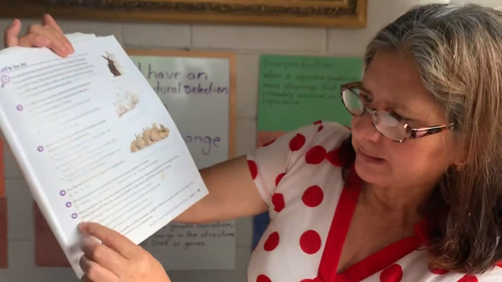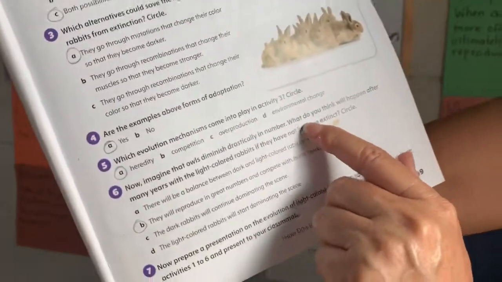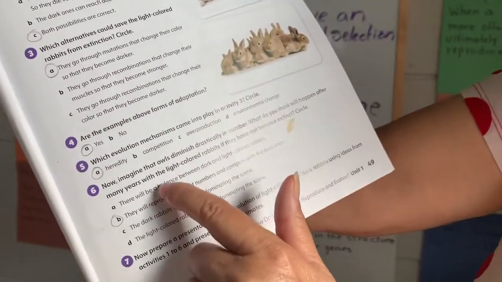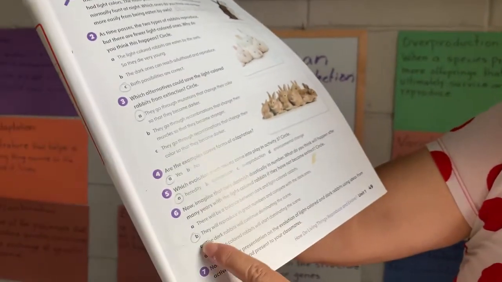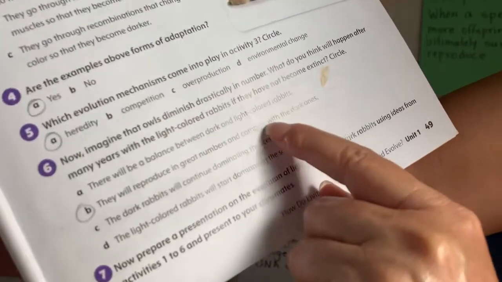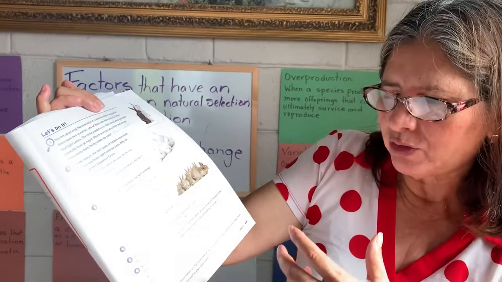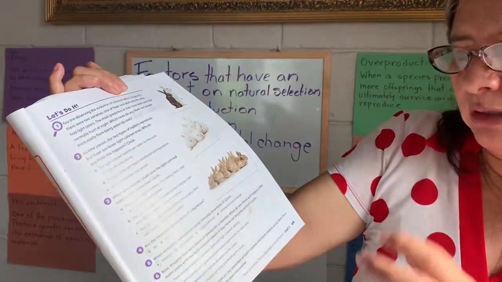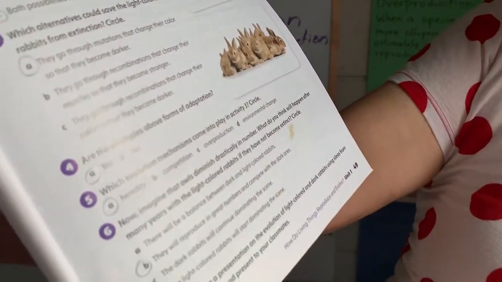Okay, now exercise six. Now imagine that all the dark rabbits diminished drastically in number. What do you think would happen after many years? The light color rabbits have not become extinct. Okay, we're going to circle. They will reproduce in great number and compete with the dark ones. I mean, if they all diminish, that means that the light rabbits are going to reproduce in great number, and obviously they are going to compete with the dark ones.